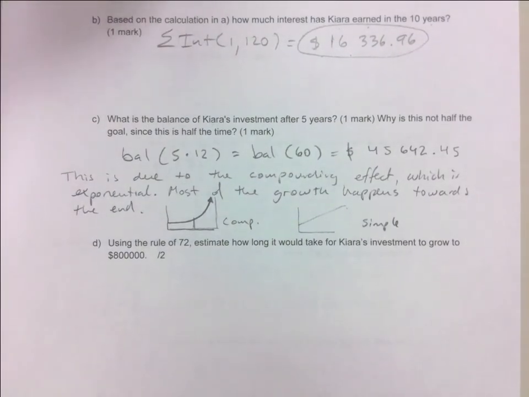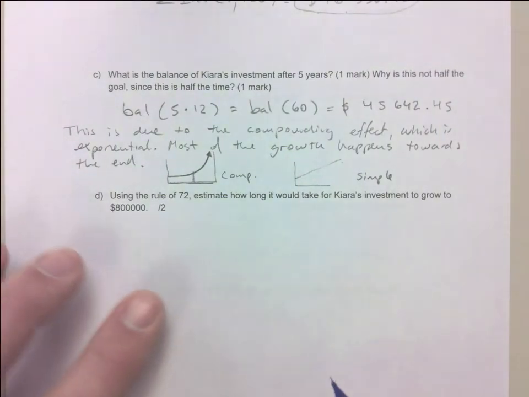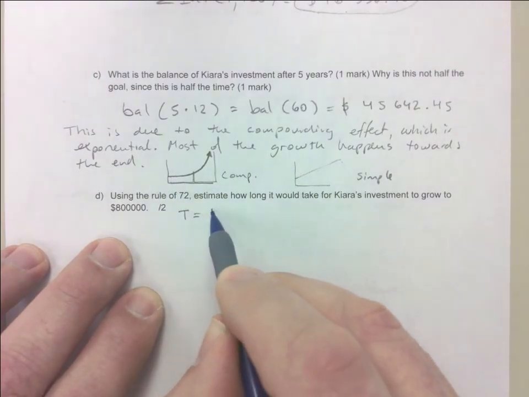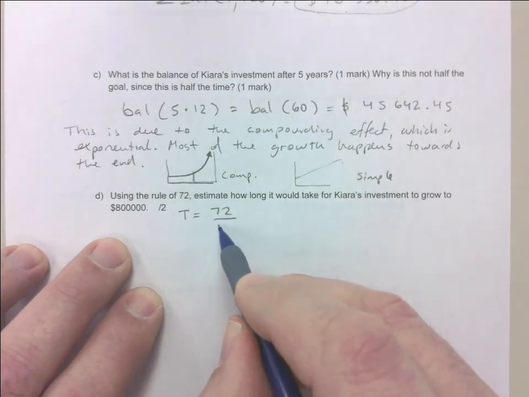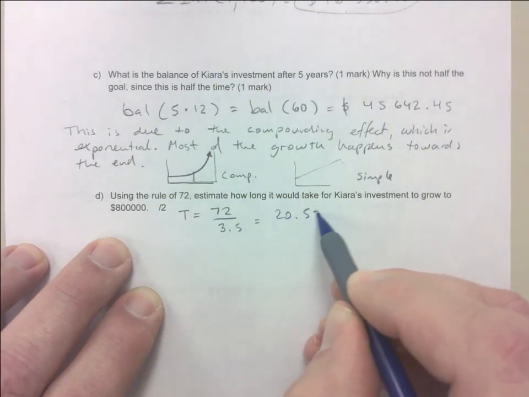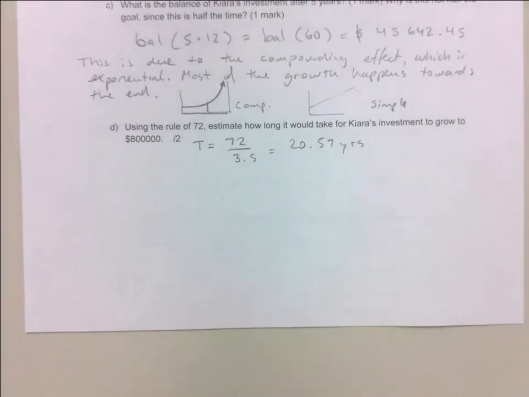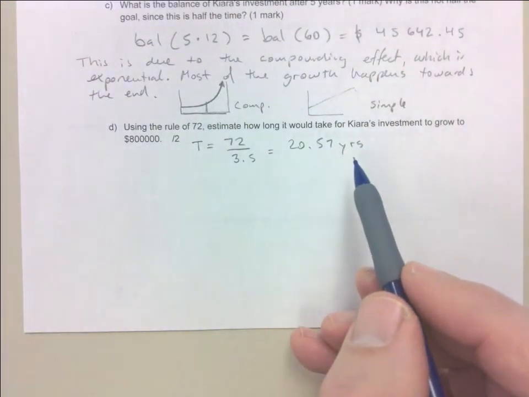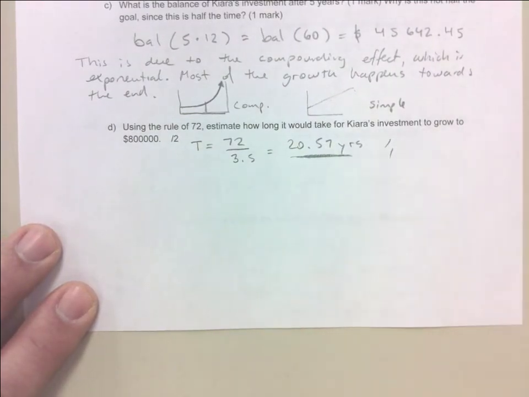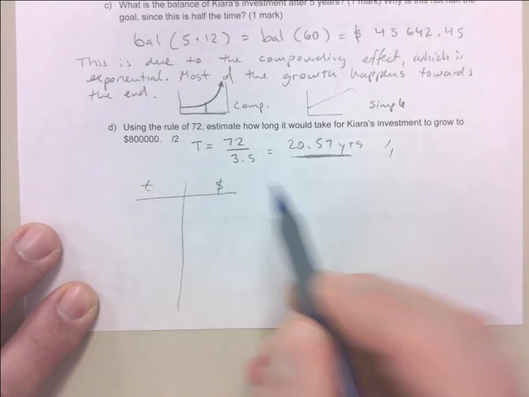Using the rule of 72, estimate how long it would take for Kiara's investment to grow to $800,000. With the rule of 72, you must use it, right? So 72 divided by, what's the interest rate? 3.5. That's 20.57 years. Keep it as 2 decimals, okay? The province tends to make it so that it's a whole number, but not always. Once you have your doubling time, that's worth a mark. Then you have to set up a table, time and money.